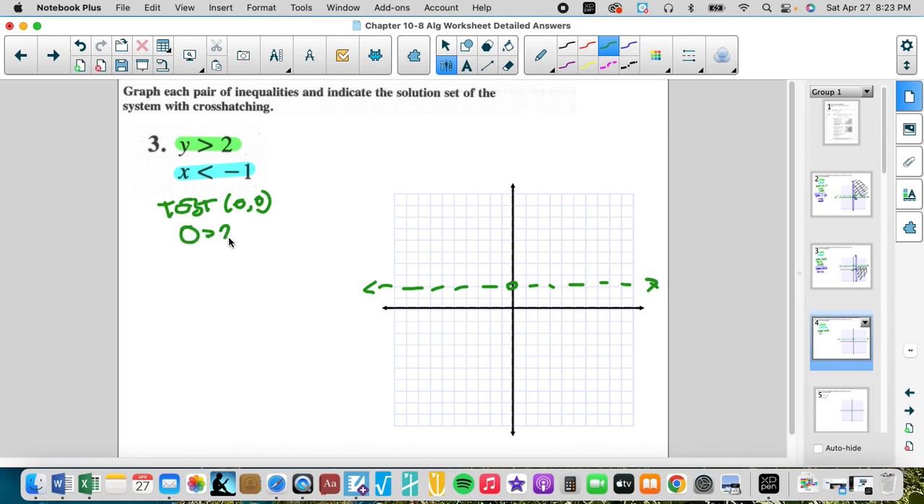Is 0 greater than 2? That's false. So this point is false, so we're going to shade up. Maybe I just don't show it and we just understand. I don't want it to be too noisy.